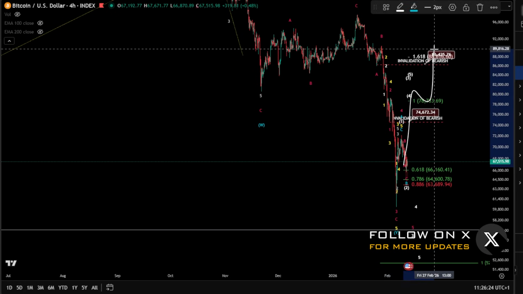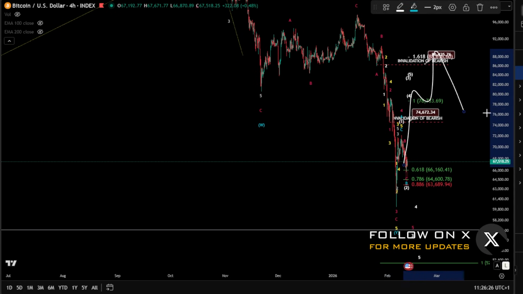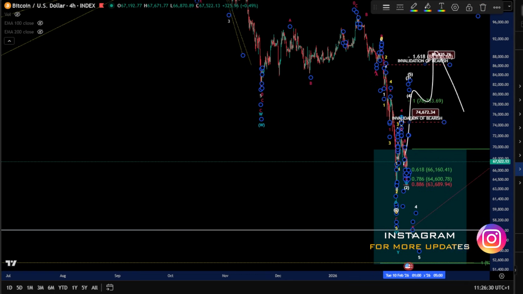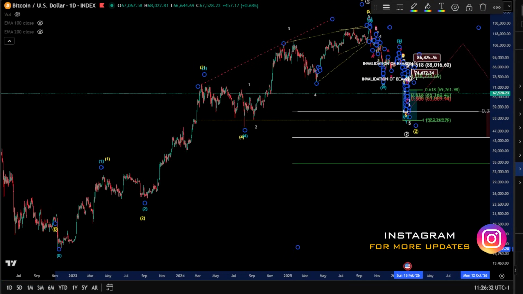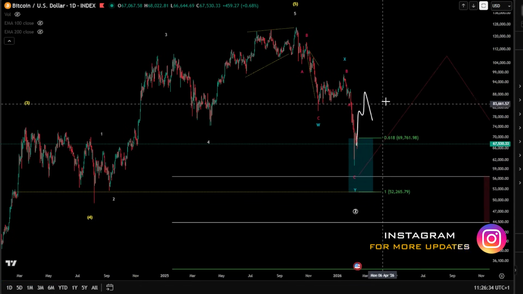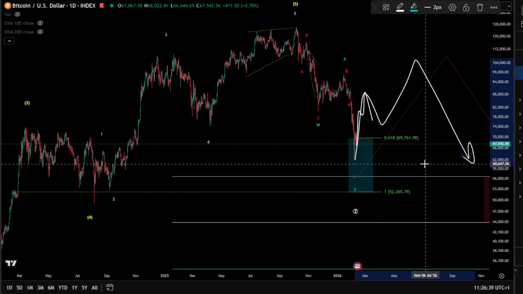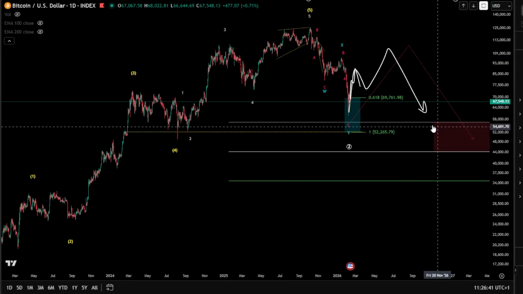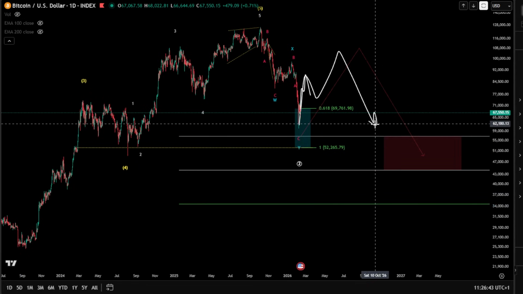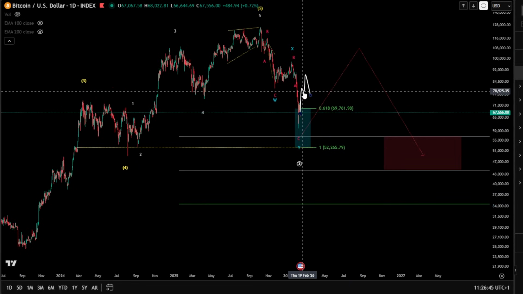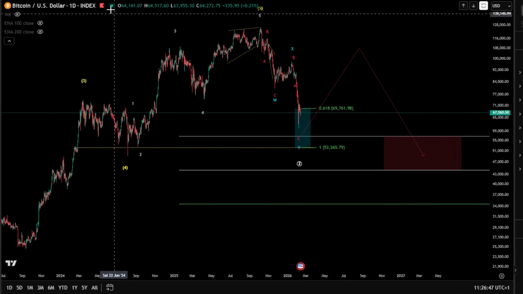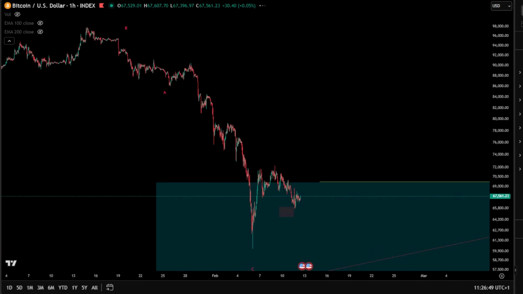Meaning, if we push in an impulse here for wave A, this might be unfolding on the daily, this scenario, which is our wave B here, meaning the A, B, and a C, and then pushing lower in a large wave C again, for wave 2. So we'll follow it step by step. The micro level will lead us. We'll see what's going to happen.